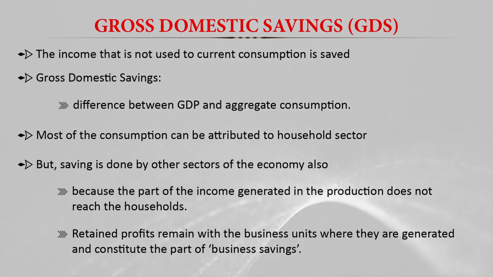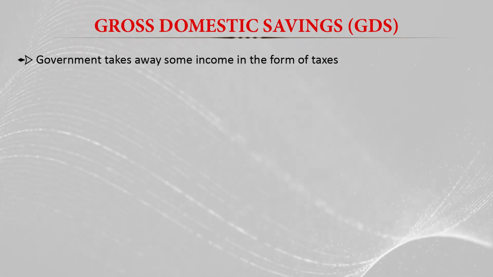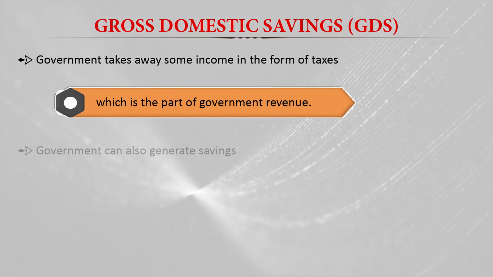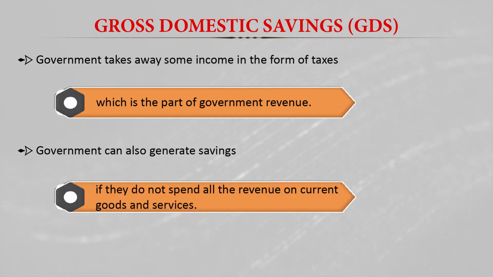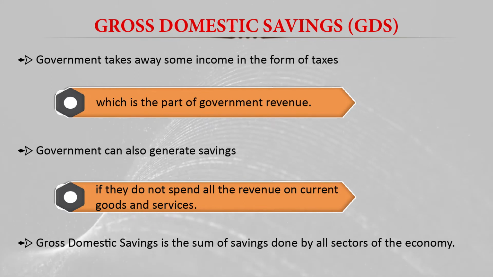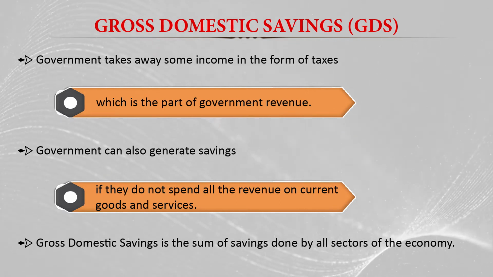So the saving is there at the household level, as well as at the business unit level. The government also takes away some income in the form of taxes, which is part of the government revenue. And when the government generates the saving, if they do not spend all the revenue on current goods or services, that also becomes the saving by the government. So gross domestic saving is basically the sum of the saving done by all the sectors of the economy: the household sector, the business sector, even the government.